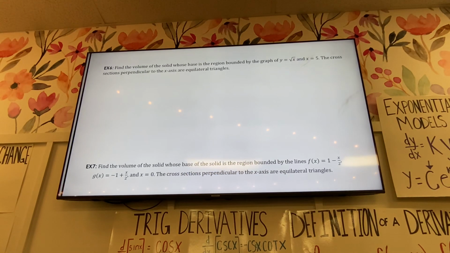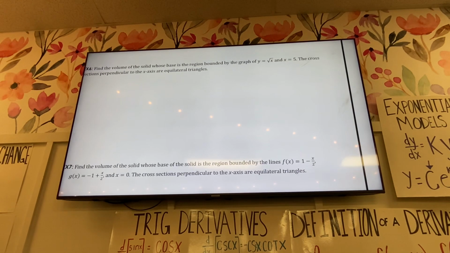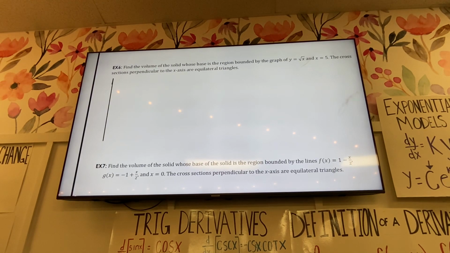Okay. So let's look at 6. It says find the volume of the solid whose base is the region bounded by the square root of x again, and x equals 5. So square root of x looks like this. X equals 5, is that going to be vertical or horizontal? Vertical. At 5. And so this is my region here that I'm bounding.